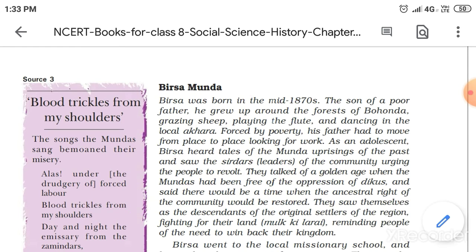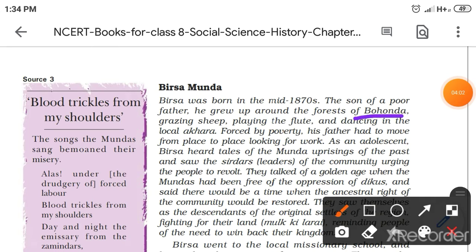All right, the next thing is that Birsa was a normal child who did the daily activities of a tribal community. He belonged to the Munda tribe. Okay, so what were his activities? He was the son of a poor father, and grew up in the forests of Bohonda. Remember this, Bohonda. This place is also important. He spent his time grazing sheep, playing the flute, and dancing in the local akharas.